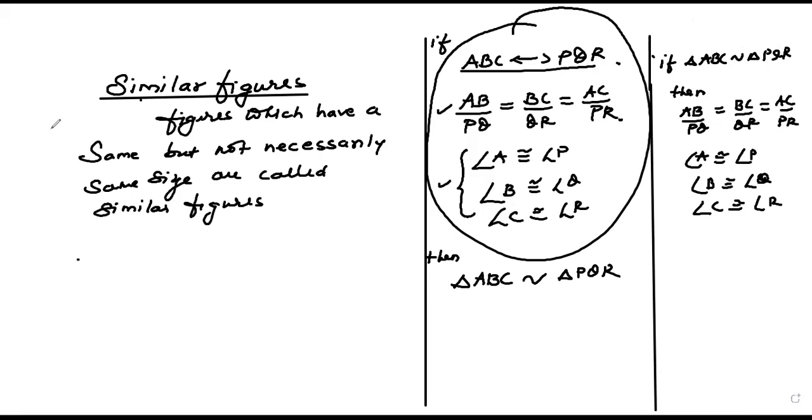Remember this, okay? Now, whenever two triangles are there, how will I come to know whether these two triangles are similar or not? To find out whether two triangles are similar or not, we are going to learn some tests of similarity. Test of similarity.